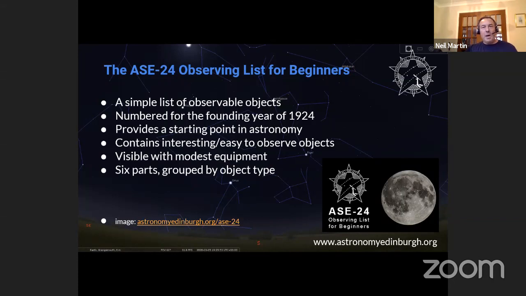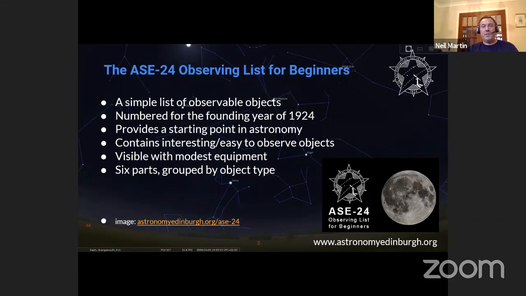The Four Steps program covers choosing and using equipment and getting started with observing and imaging. Whilst the ASE-24 Observing List for Beginners is all about directing new budding astronomers to objects of interest. So we'll do a short recap on the ASE-24 for anyone who's not fully acquainted with it.